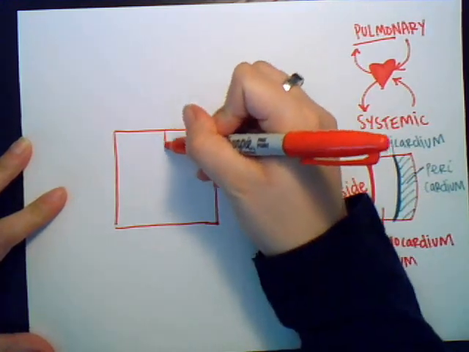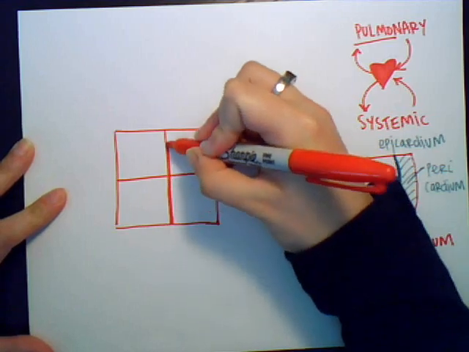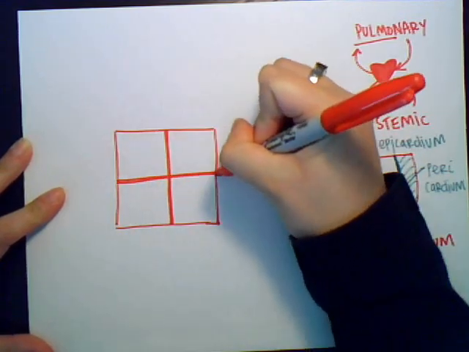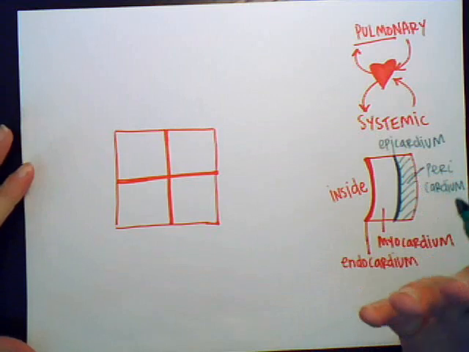And we know that there's 4 chambers in the heart. So there's 2 chambers on top and 2 chambers on the bottom. The atria are on top and the ventricles are on the bottom. An atrium receives blood and ventricles pump blood, and that's always the case. The ventricles are always going to be pumping blood and the atriums are always going to be receiving blood.